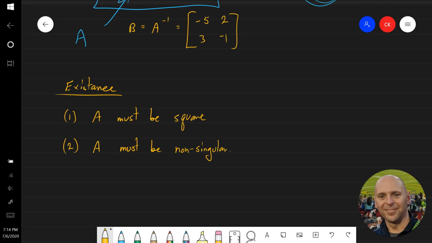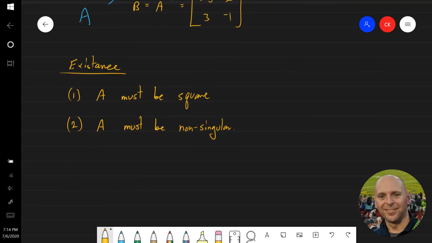So what does that second statement mean again? If A is non-singular, it means that the only solution to the homogeneous system is the trivial solution. So that means the column vectors of A must be linearly independent in order for A inverse to be even possible. So those are the only two conditions that we actually have to verify. And we know how to do both of those. One, visually, we can see pretty quickly whether or not it's square. And two, we just have to test for non-singularity.